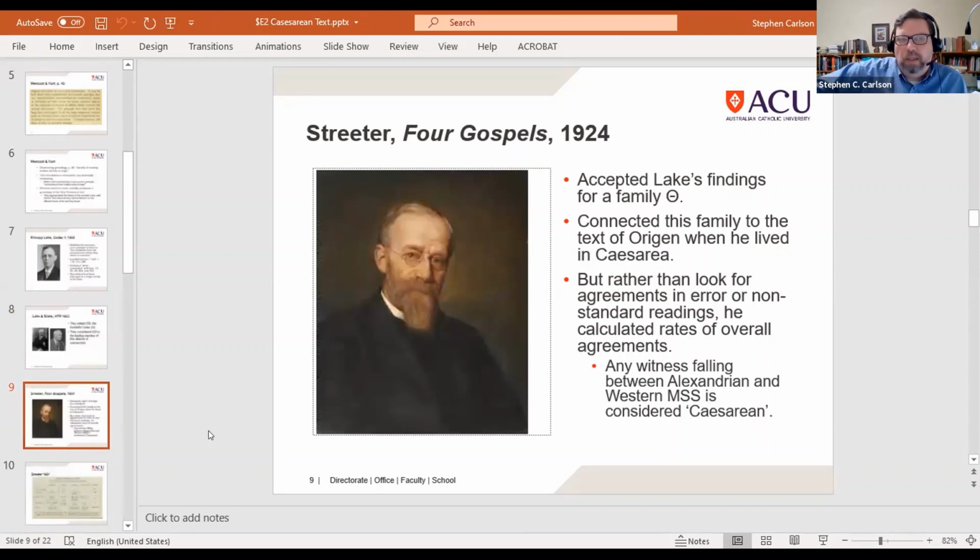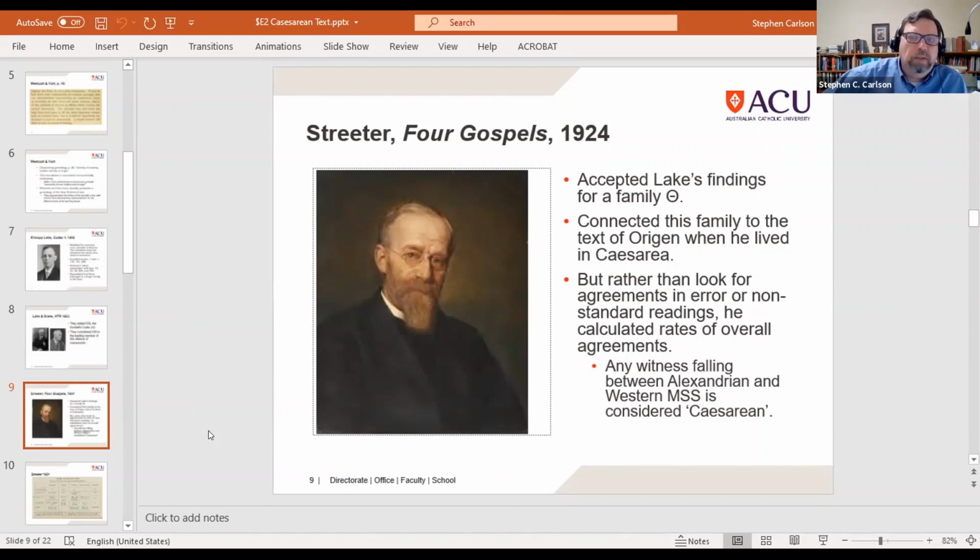And then we get to Burnett Hillman Streeter, who wrote The Four Gospels, 1924. It is a very important book for 20th century New Testament history. Half of it's text critical, where he proposes the Caesarean text type. The other half is source critical, where he sets out the case for the hypothetical source Q. Both his proposals have fallen on harder times these days, in different ways, perhaps a mirage of the evidence that he's seen, but that's what this book is famous for. What we're going to look at is text criticism, not source criticism, so we won't be looking at Q.